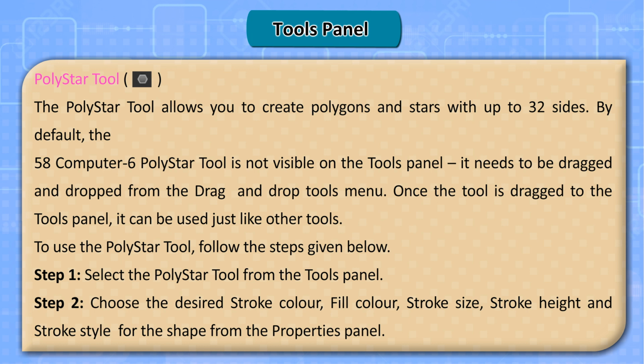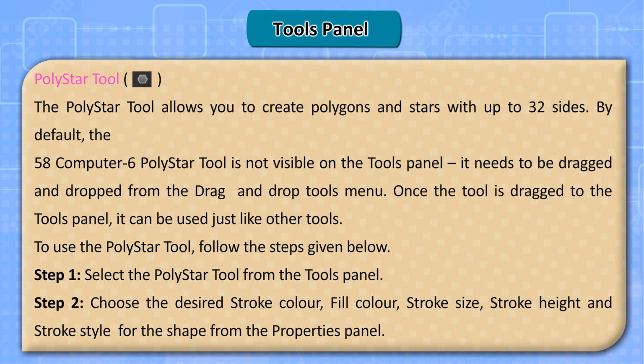Polystar tool. The Polystar tool allows you to create polygons and stars with up to 32 sides. By default, the Polystar tool is not visible on the Tools panel. It needs to be dragged and dropped from the Drag and Drop Tools menu. Once the tool is dragged to the Tools panel, it can be used just like other tools. To use the Polystar tool, follow the steps given below.